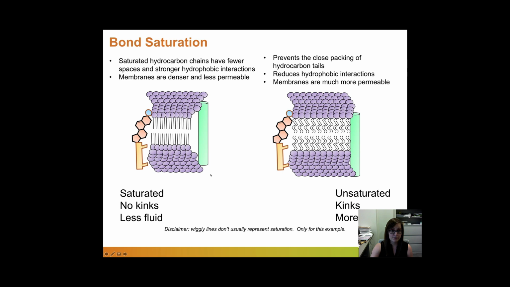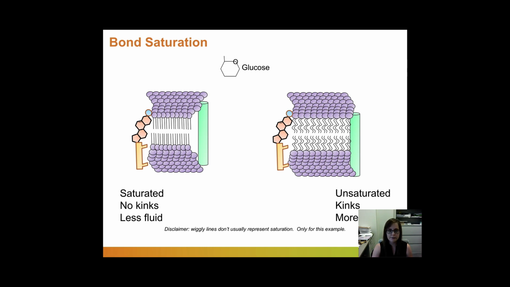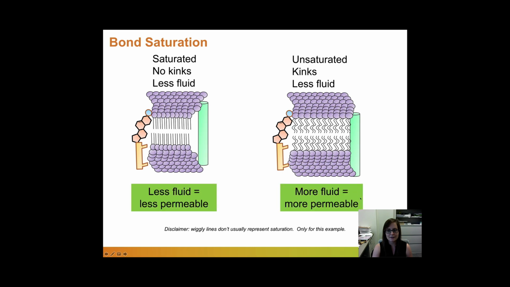Okay, so just to review, saturated here, meaning no kinks, they're able to really pack it in, they're less fluid. And then this example here, the unsaturated allows for kinks, meaning that they can't pack in and they're more fluid. So here's glucose, taking its time going through that one. And then here's glucose moving through this membrane much more quickly because it has unsaturated fatty acids.